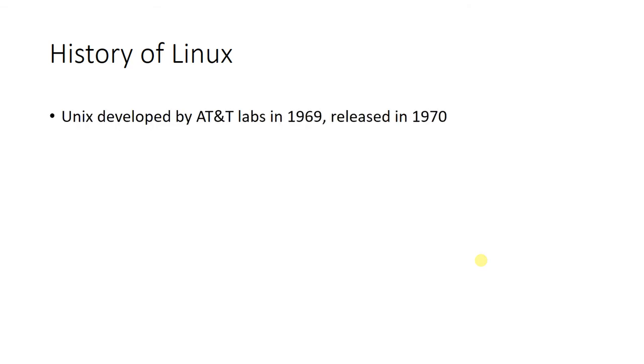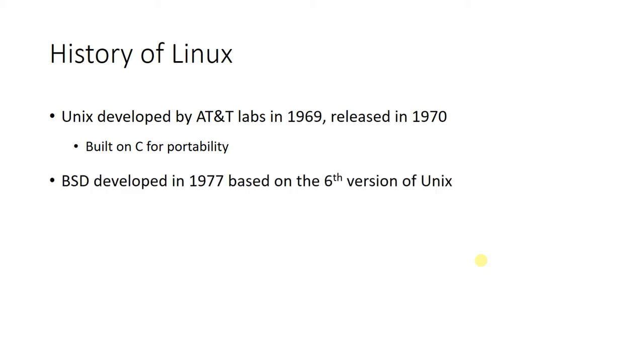Now Unix was developed by AT&T Labs back in 1969 and then it was released in 1970. Now this Unix was built on the C programming language and it was done for portability. That's why Unix was developed. Now from that point on, there was another operating system that was developed and that was known as BSD. Now BSD was developed by Berkeley. This was done in 1977 and it was really based on the 6th version of Unix.